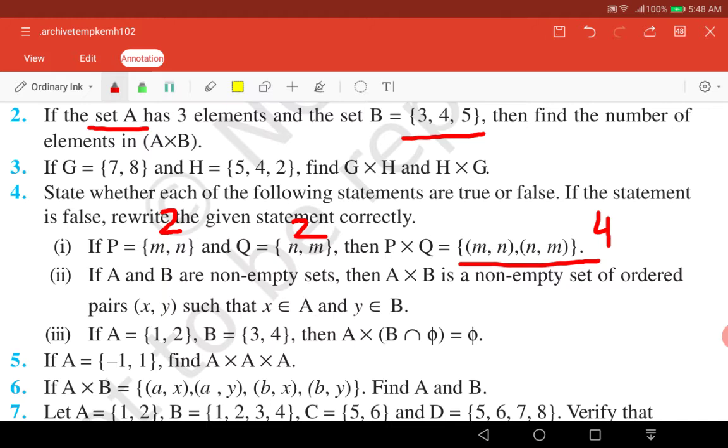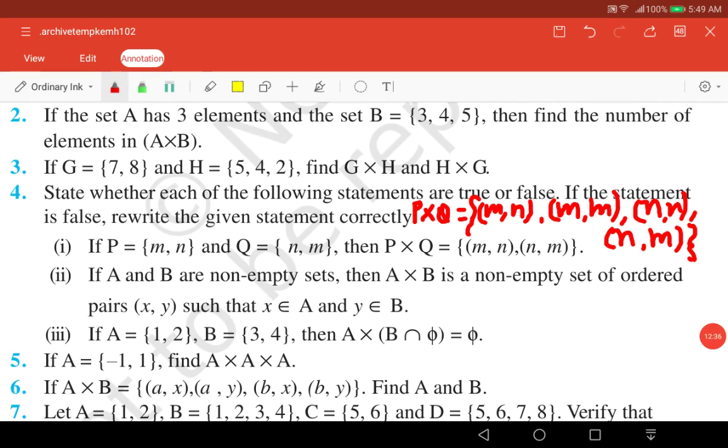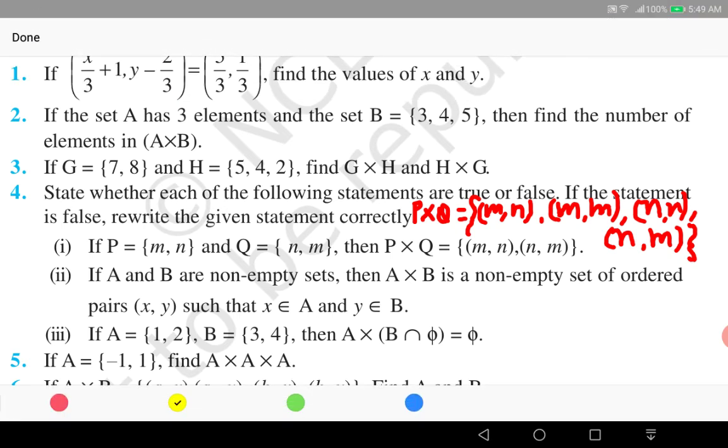So if we would like to write it, what will we write as its answer? Yes, it will be, so this will be your Cartesian product. Mn, then mm, then nn and nm. Now come to the next. Second part, what is given here? If A and B are non-empty sets, then A cross B is a non-empty set of ordered pairs x comma y such that x belongs to A and y belongs to B.